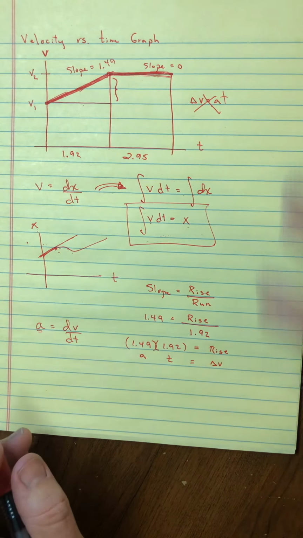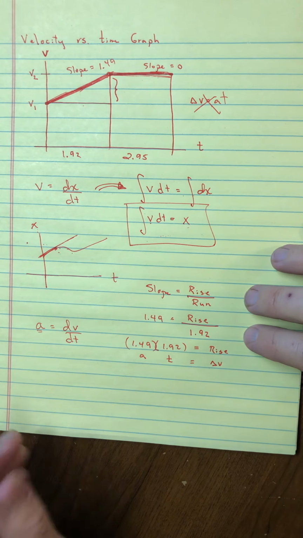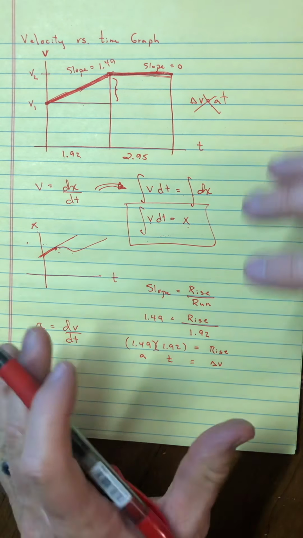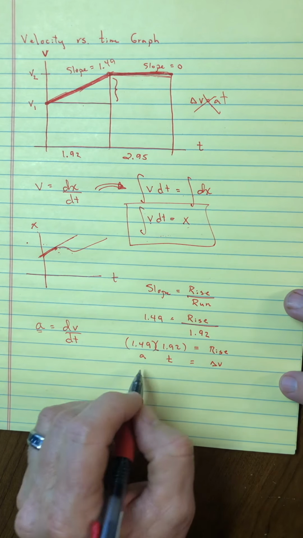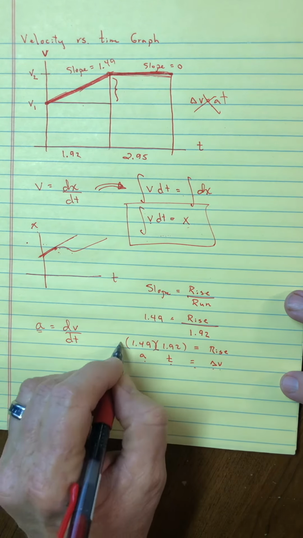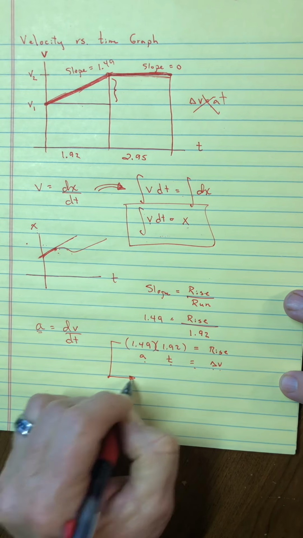But again, I think this problem is really just going all the way back to the fundamentals of graphing. Okay. So I don't need to call it acceleration times time equals change in velocity, although that's true, and I will do that in part 2.